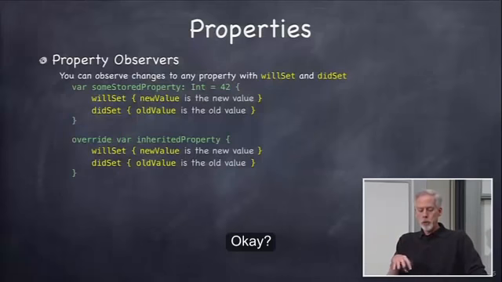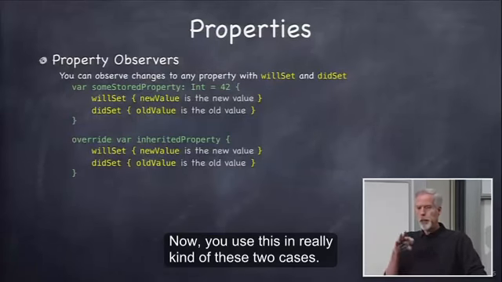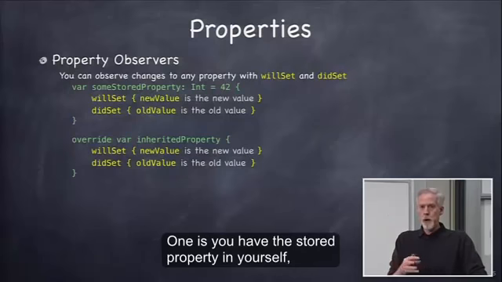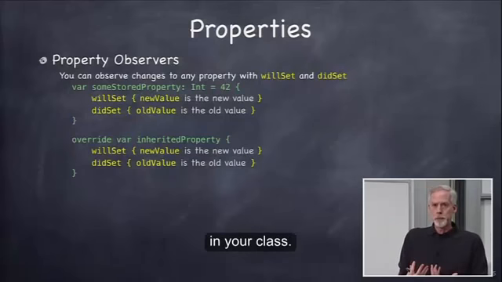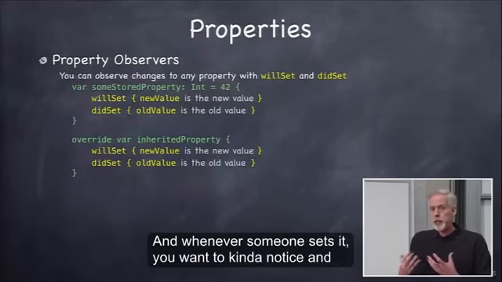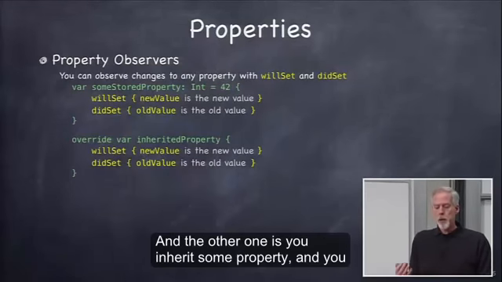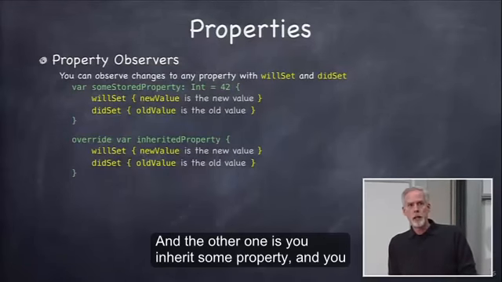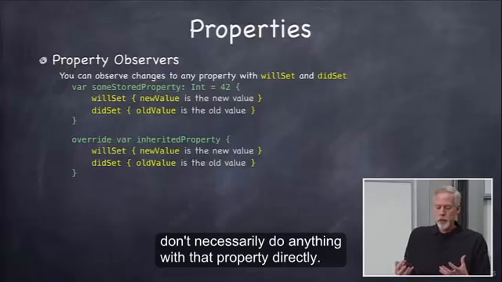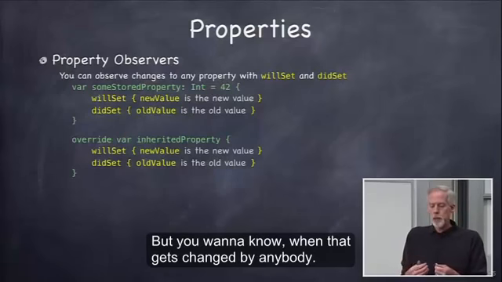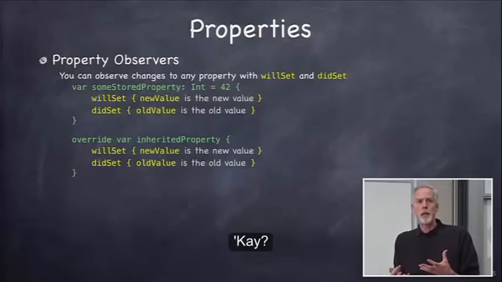Now, you use this in really two cases. One is you have a stored property in your own class, and whenever someone sets it, you want to notice and do something. And the other one is you inherit some property, and you don't necessarily do anything with that property directly, but you want to know when it gets changed by anybody.